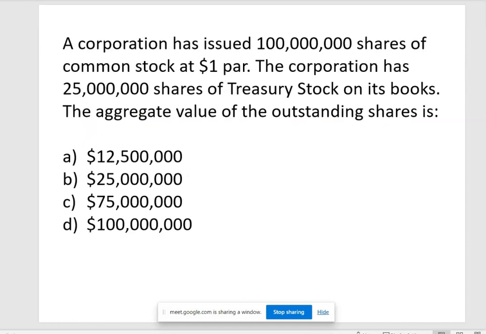A corporation has issued 100 million shares of common stock at $1 par. The corporation has 25 million shares of treasury stock on its books. The aggregate value of the outstanding shares is A, $12,500,000, B, $25 million, C, $75 million, D, $100 million.